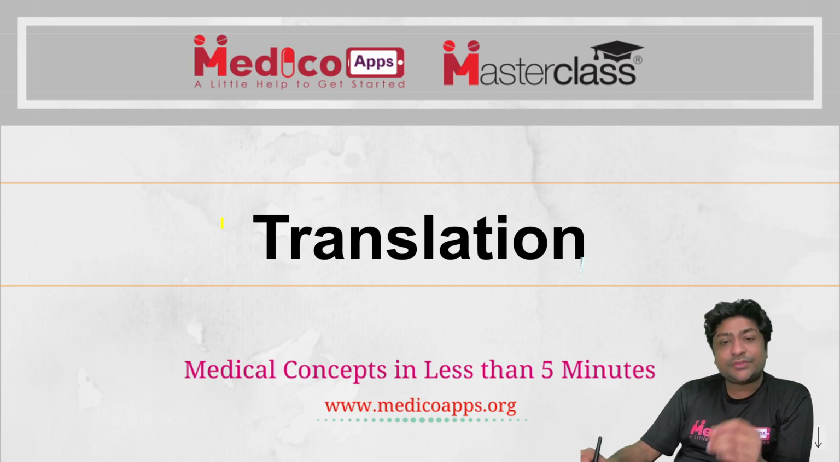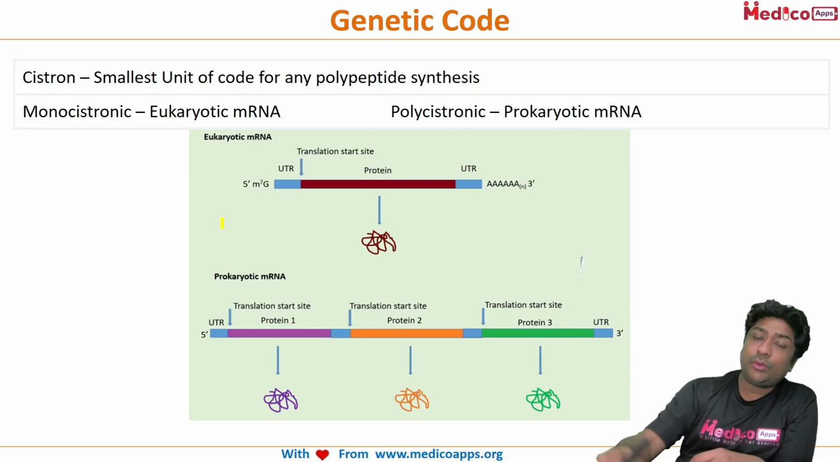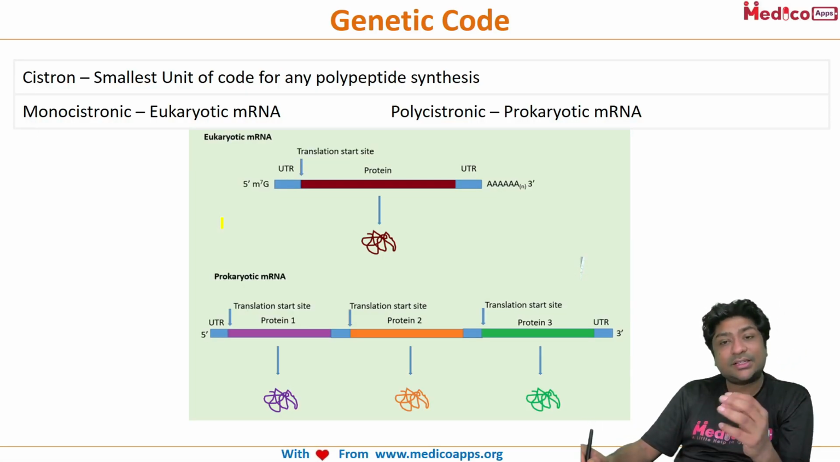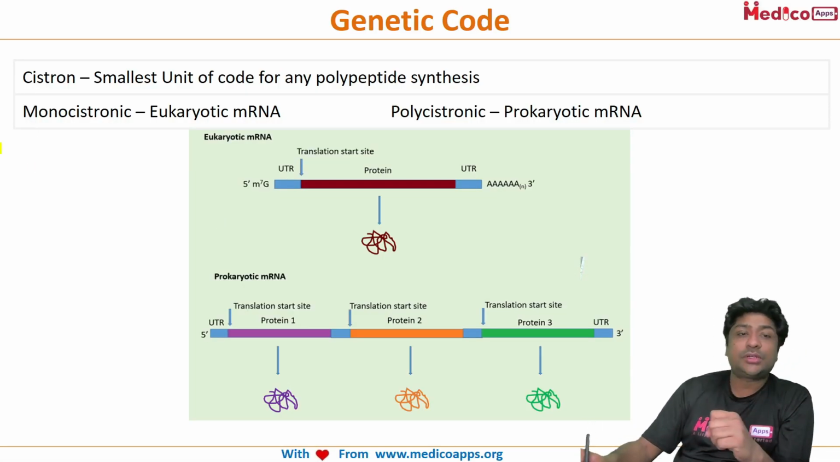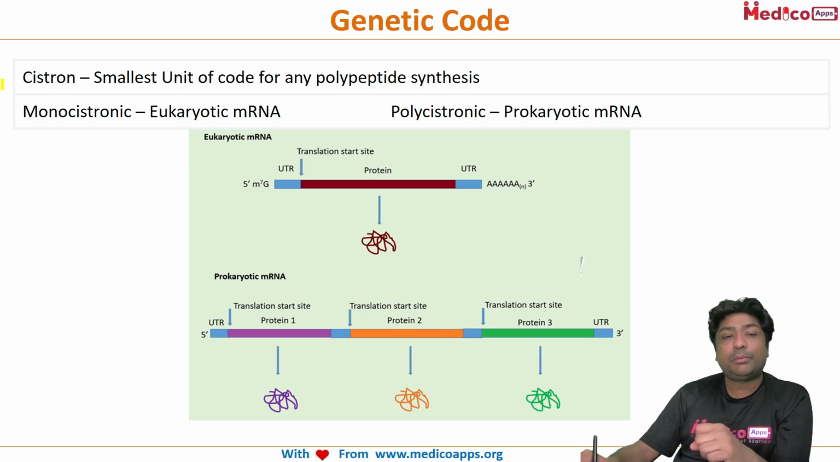In this set of masterclass, we are going to look at translation. So what is translation? Translation is formation of protein on the template of mRNA. That is translation. Before we look at the details of translation, let's understand a very important concept called cistron, monocistronic and polycistronic. What is cistron? Cistron is the smallest unit of code for any polypeptide synthesis.